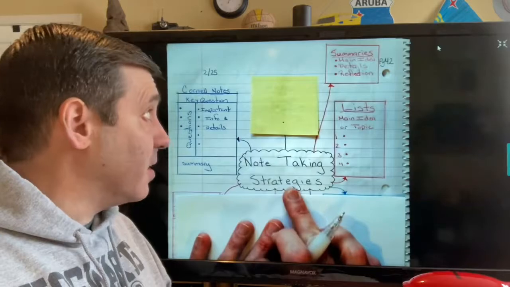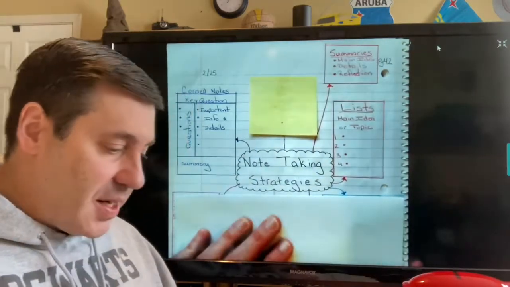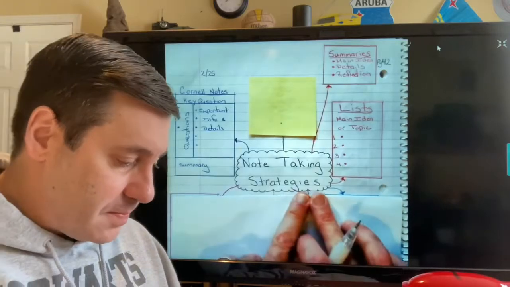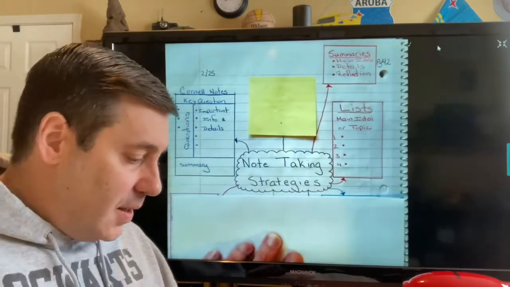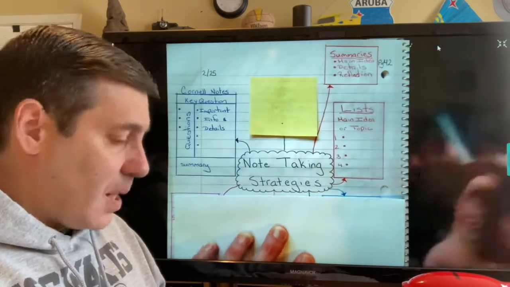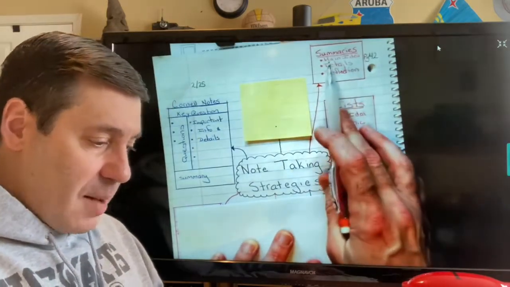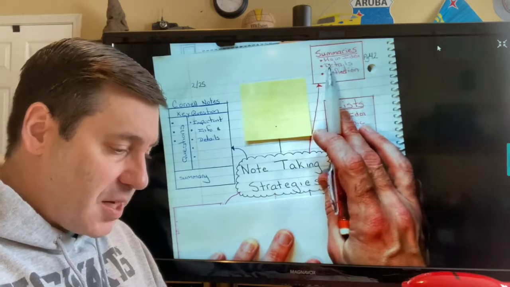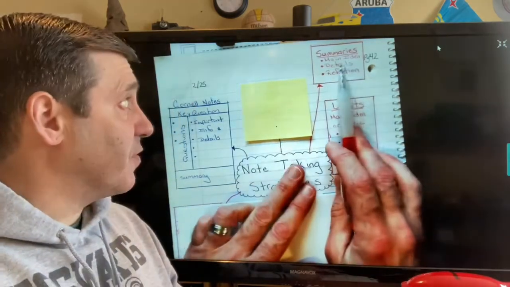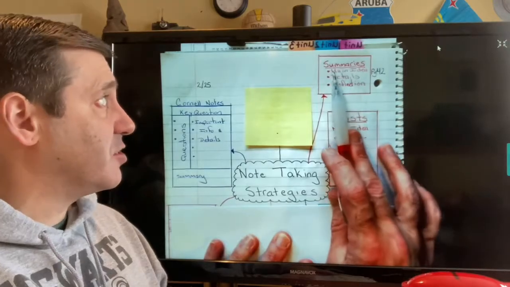Instead of putting the title at the top, now I'm going to put it in the middle. So I put it right in the middle. This page is all about note-taking strategies. Now, I'm going to draw an arrow up here to this first corner, and I'm going to start here at the 1 o'clock position on the clock, and I'm just going to go around clockwise. So the first note-taking strategy is summaries.